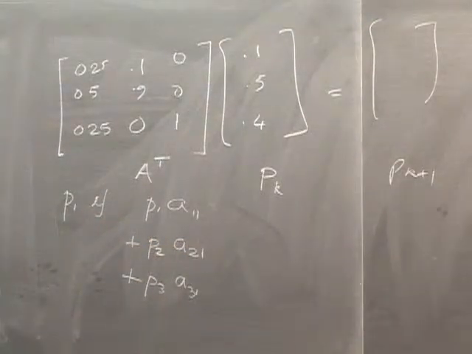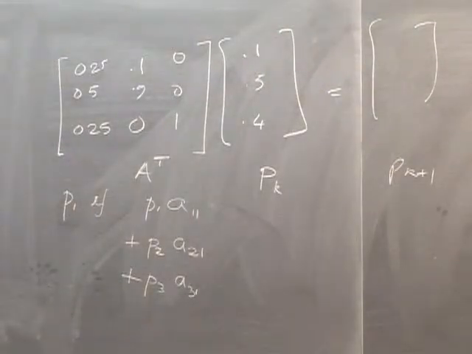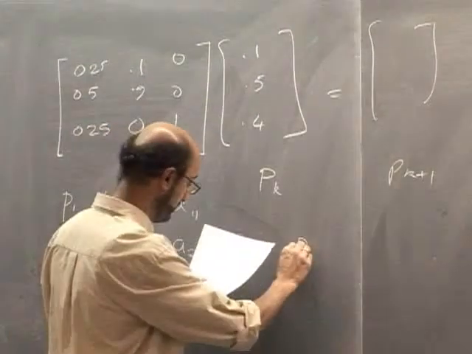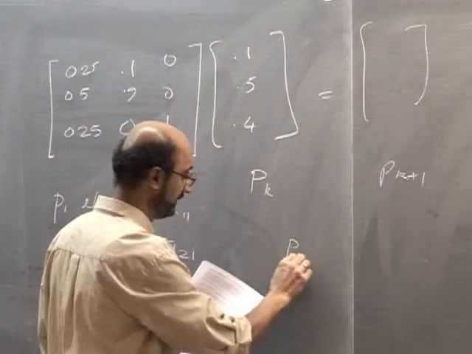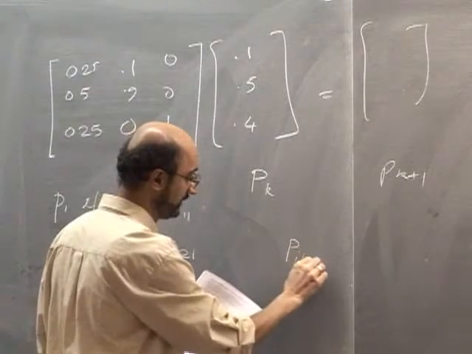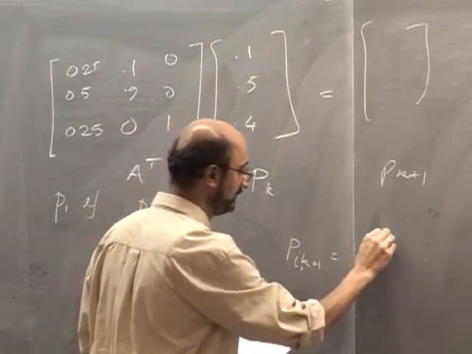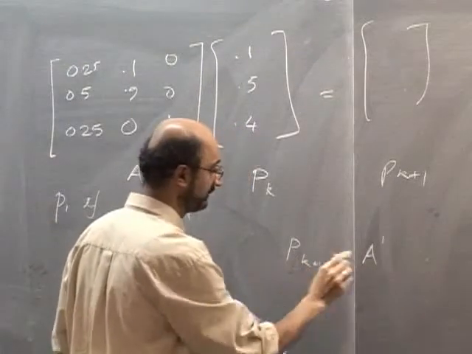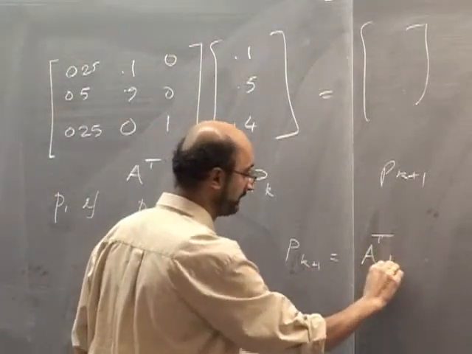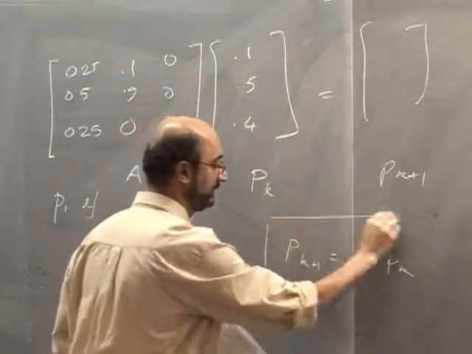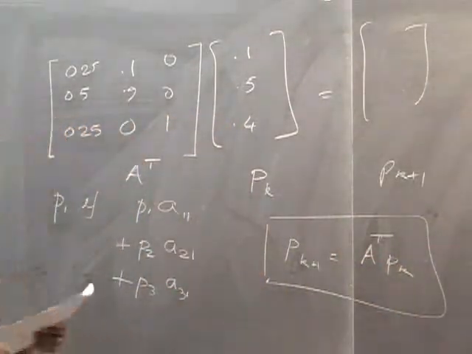Okay, let me just see if I have everything that I want to talk about, stochastic processes. So I just want to say over here that P at time step k plus 1 is equal to A transpose P_k. That's the equation that we want over here.